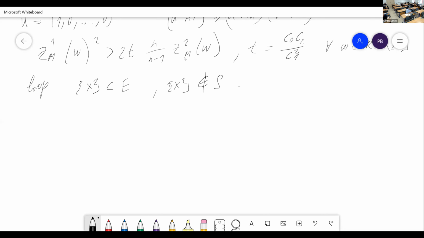Okay. And moreover, we want to define the parallel classes. Let's say that all elements of E such that this holds are denoted by E0.